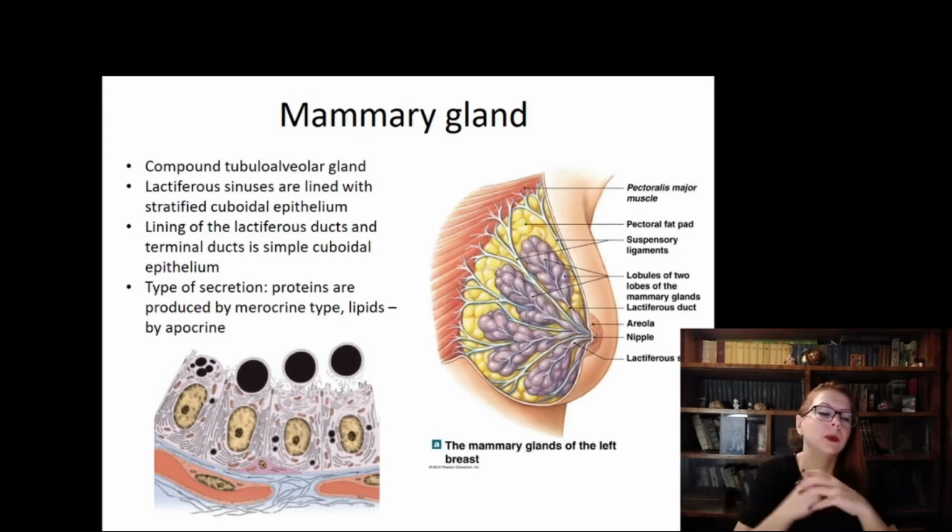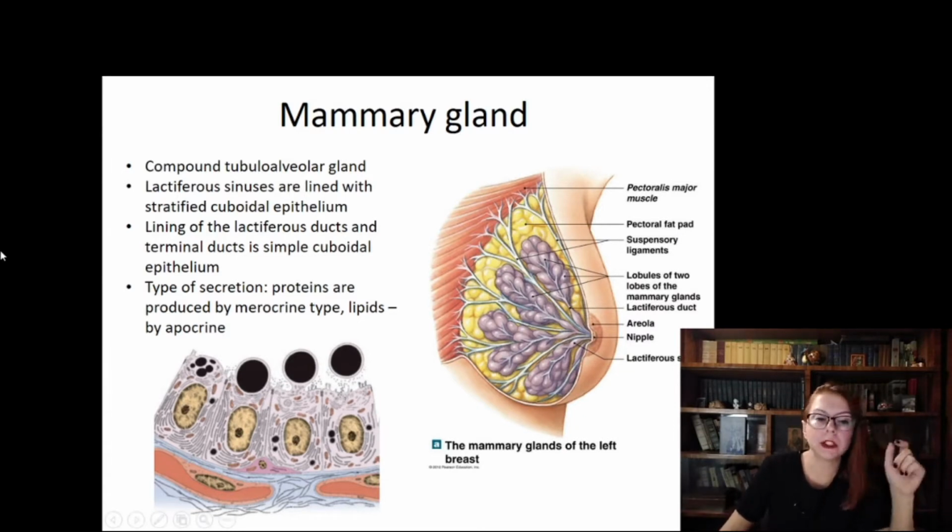Okay, let's move on. We have to discuss also the mammary gland. Actually, I had to put it after the apocrine sweat glands. The mammary gland, by classification, is compound, as the duct system is highly branched, and it is tubular-alveolar by the shape of the secretory portion. It contains lactiferous ducts and lactiferous sinuses. Ducts are lined with a simple cuboidal epithelium, while sinuses are stratified cuboidal epithelium.